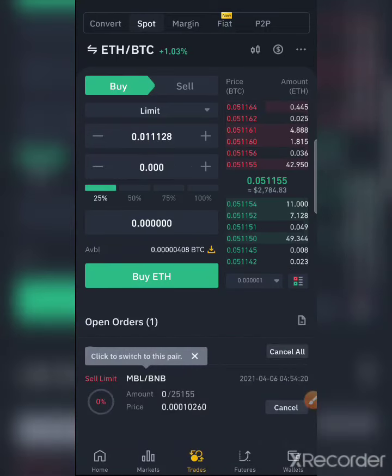Then this sign here is the percentage of your portfolio. Like if you want to use 25% of your capital, you click on it to buy. If you want to use 50%, you click on it. If you want to use 75%, you click on it. But basically I used to use 100%, that is the whole of my capital to buy it, because in spot trading, the higher the capital, the higher your return. So now what we're going to do is this.